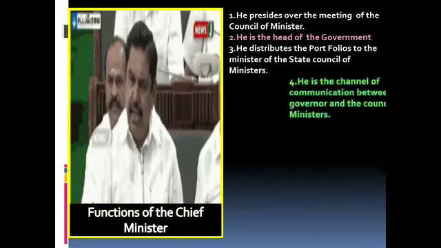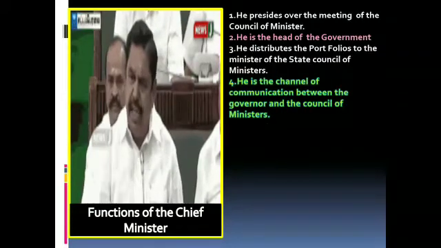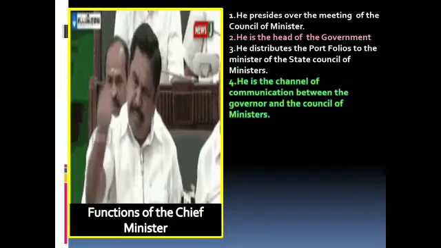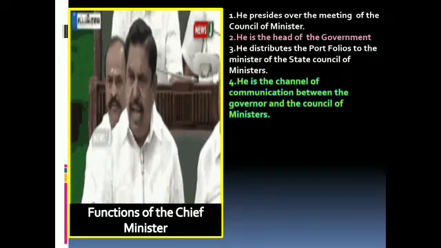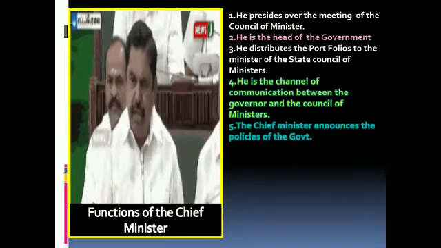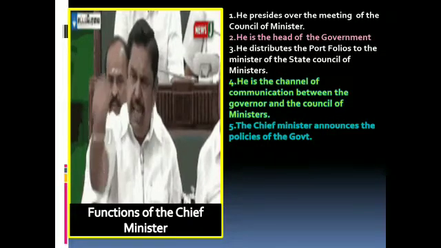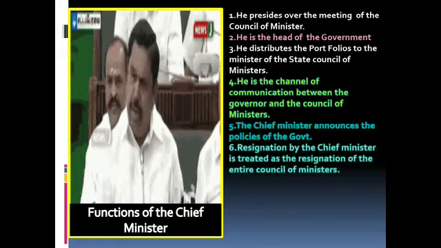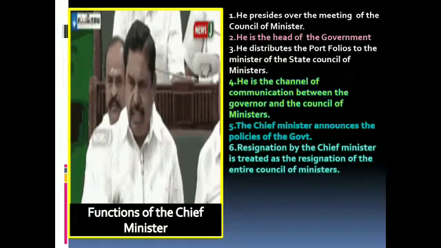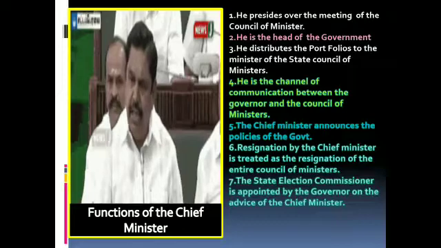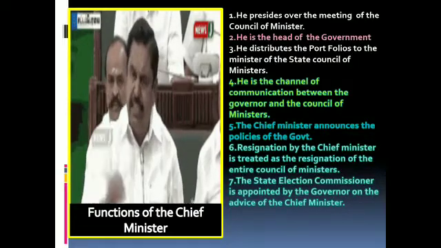The chief minister is the channel of communication between the governor and the council of ministers. The state election commissioner is appointed by the governor on the advice of the chief minister. The chief minister announces the policies of the government. And resignation of the chief minister is treated as the resignation of the entire council of ministers.